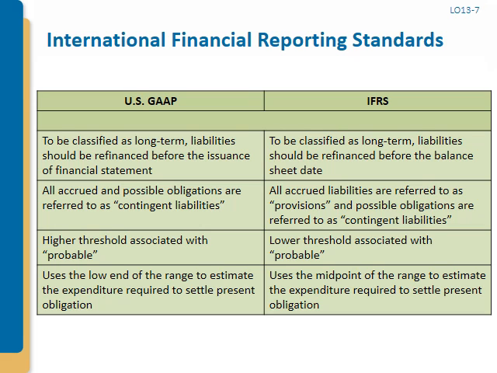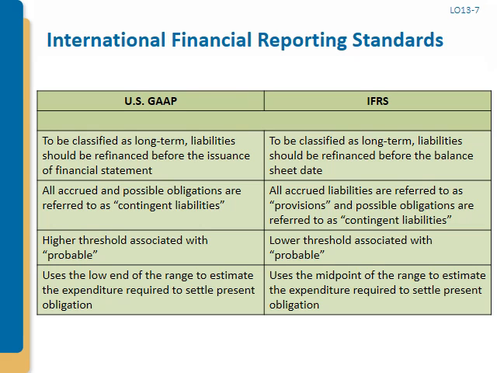Second, regarding contingencies, there are several differences. While IFRS refers to accrued liabilities as provisions and refers to possible obligations that are not accrued as contingent liabilities, U.S. GAAP refers to all these obligations as contingent liabilities. IFRS defines probable as more likely than not, in other words, any likelihood greater than 50%. The threshold is lower than what is typically associated with probable in U.S. GAAP.